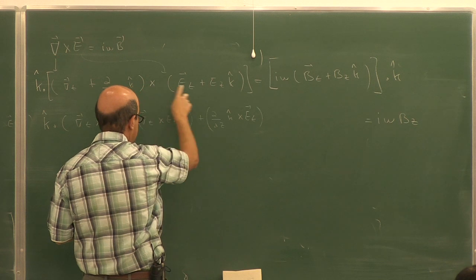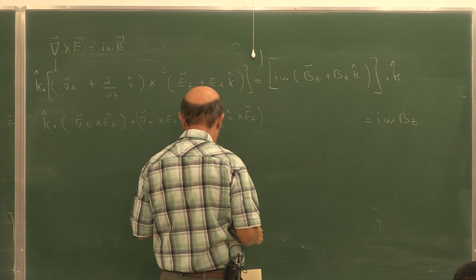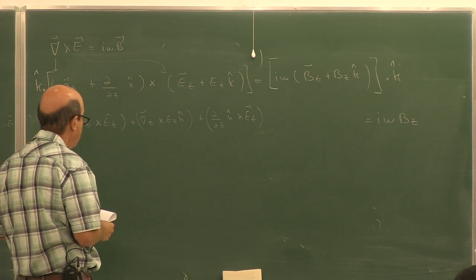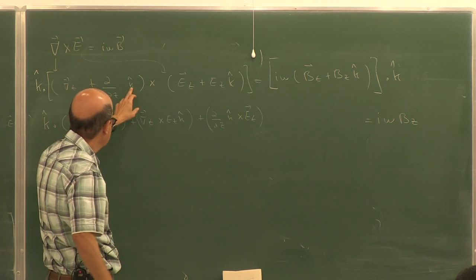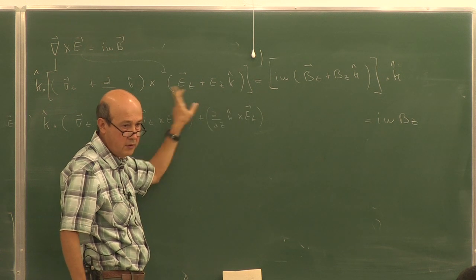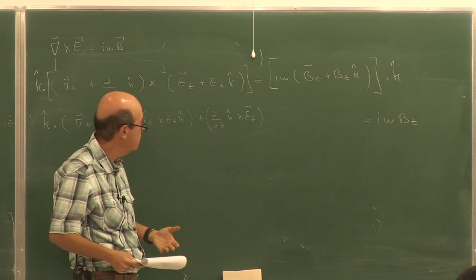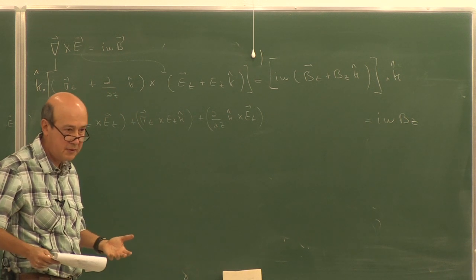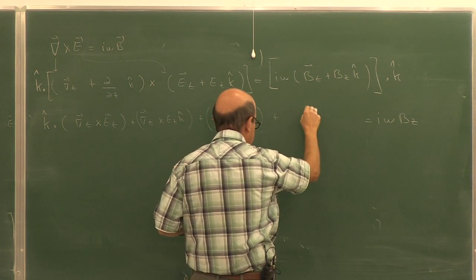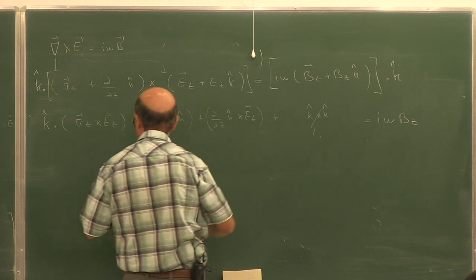And this one, what is this? This is along K. K cross K is 0. Okay, this is something with K cross K. That is 0. So this last term will be 0.